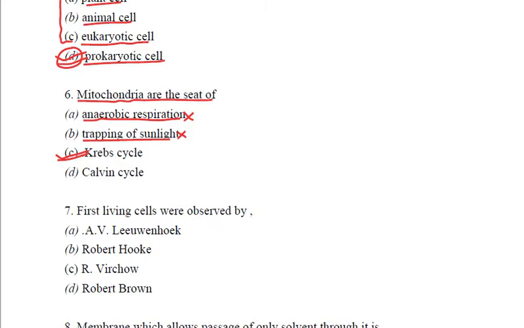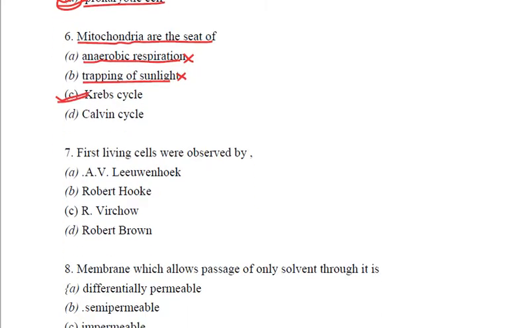Fine. Now question number 7 says, first living cells were observed. Now the main focus is on living cells. We know that first of all cells were discovered by Robert Hooke, but those were cork cells, dead cells. When we talk about first living cells, then it was Anton von Leeuwenhoek who discovered the first living cells in pond water. R. Virchow was the one who enhanced the cell theory by saying that all the cells come from pre-existing cells. Robert Brown discovered the nucleus.